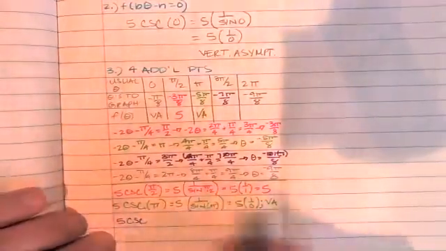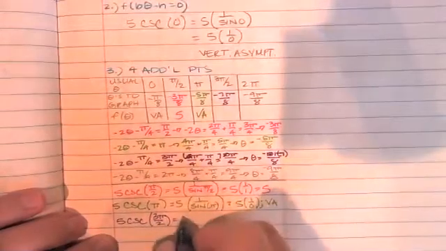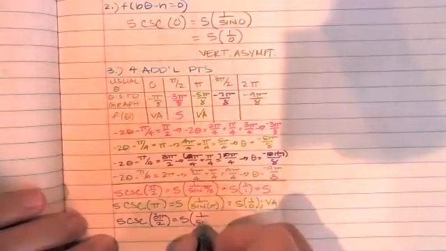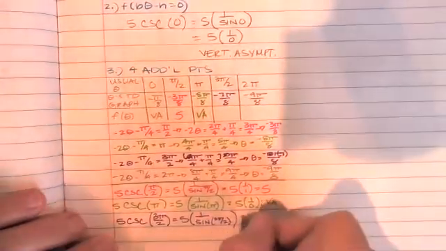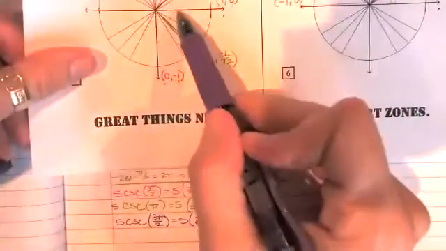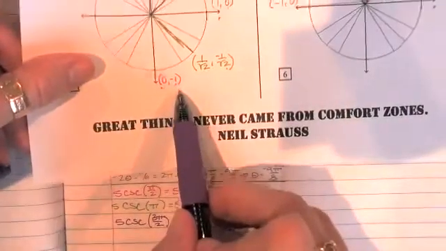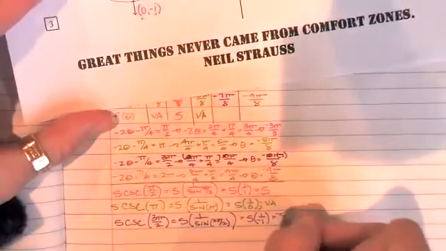5 times the cosecant of 3 pi over 2. So again, this will be 5 times 1 over the sine of 3 pi over 2. And again, this will be 3 pi over 2 down here, and the y coordinate, because the sine, that's what we're talking about, is -1. So we have 1 over -1, and that'll be -5.